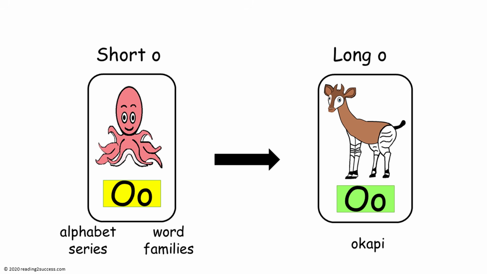Octopus was used for both the alphabet series and word families. And now we're going to use okapi for the long O.